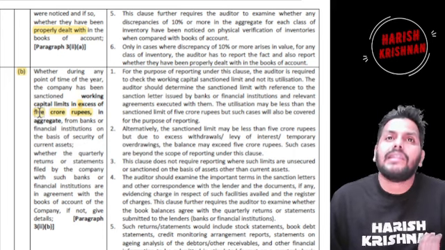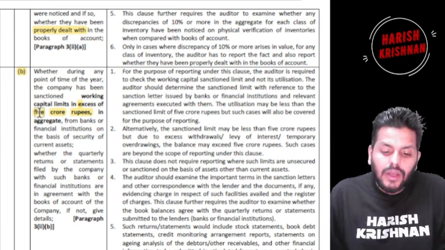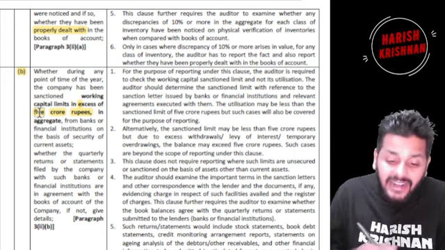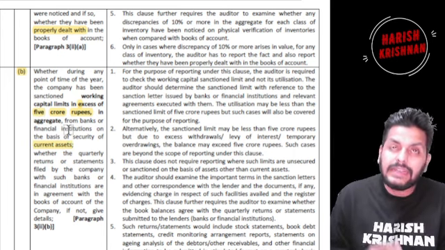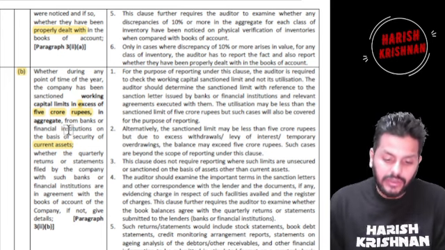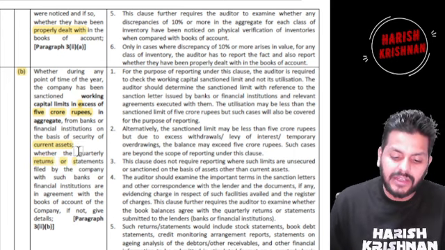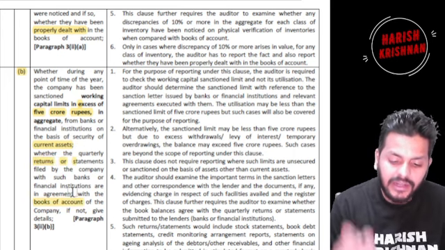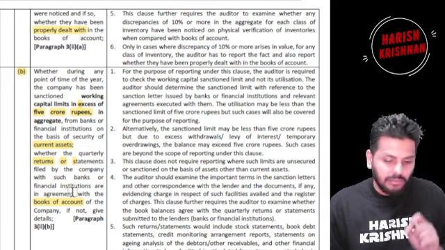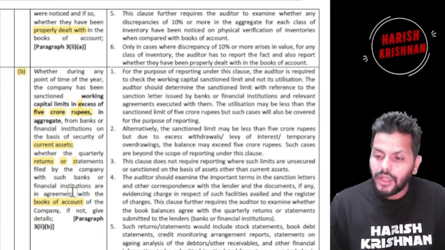If you have taken a loan where you've been sanctioned a limit of 5 crores in aggregate from banks or financial institutions on the basis of security of current assets in excess of 5 crores, if you are given current assets as your security, whether quarterly statements or returns filed by the company with such banks are in agreement with the books of accounts. So what you find in the bank and what are the numbers in the books of accounts, are they the same or not? That is something that we need to cross check.